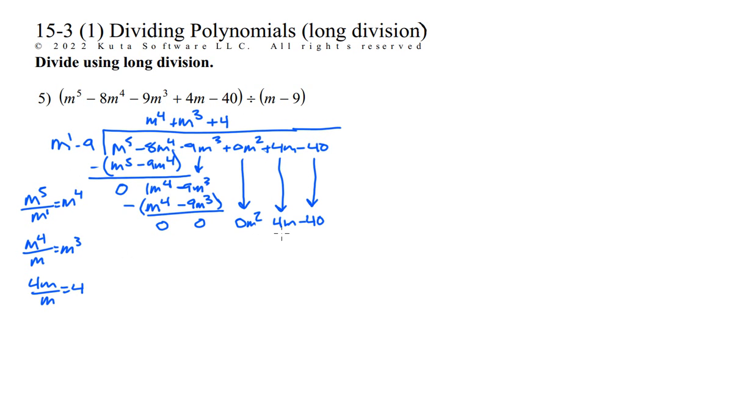4 times m is 4m, and then 4 times negative 9 is negative 36. So you can see that's why we brought this negative 40 down as well, because we want to be able to collect it together with something. So we're going to subtract all these. 4m minus 4m is 0. Negative 40 minus negative 36 is plus 36, so that's going to be minus 4. So we get all this minus 4 over m minus 9 would be our final answer.